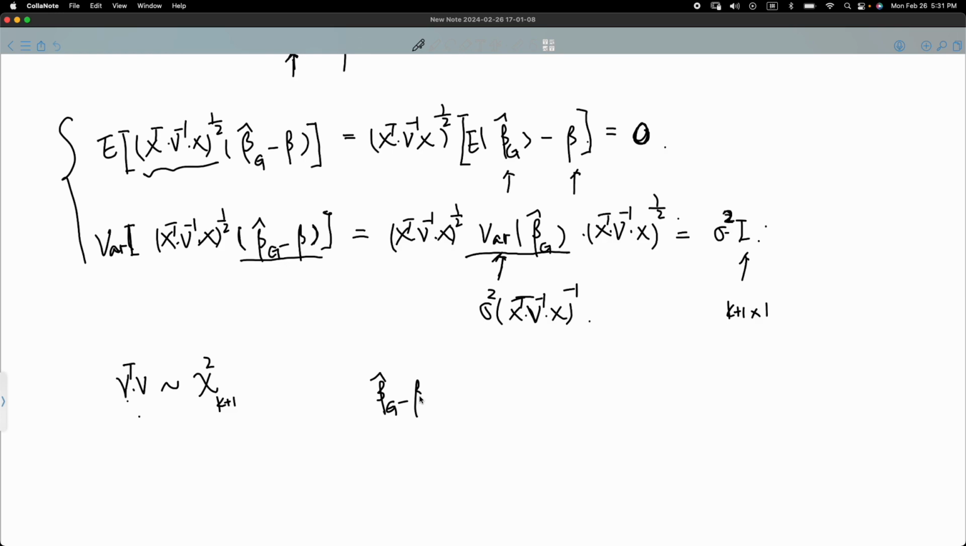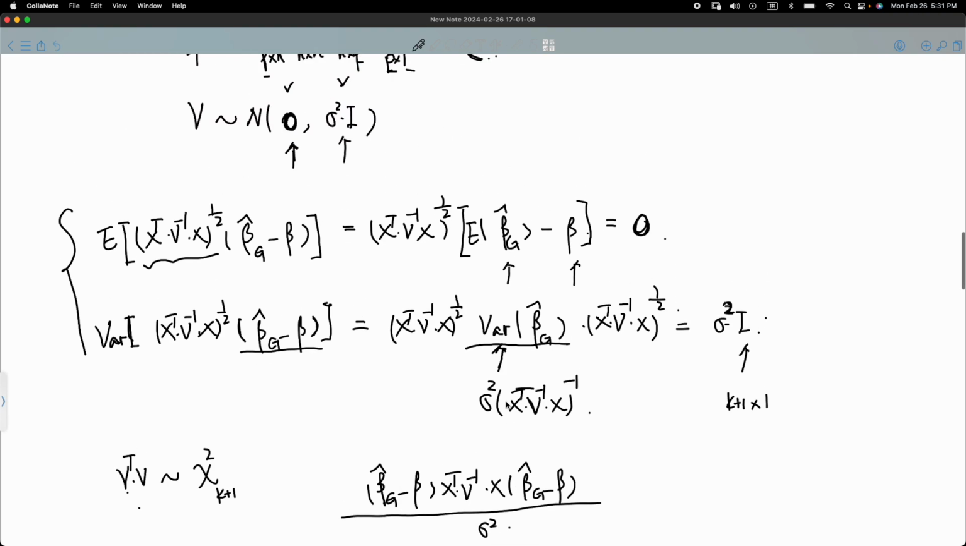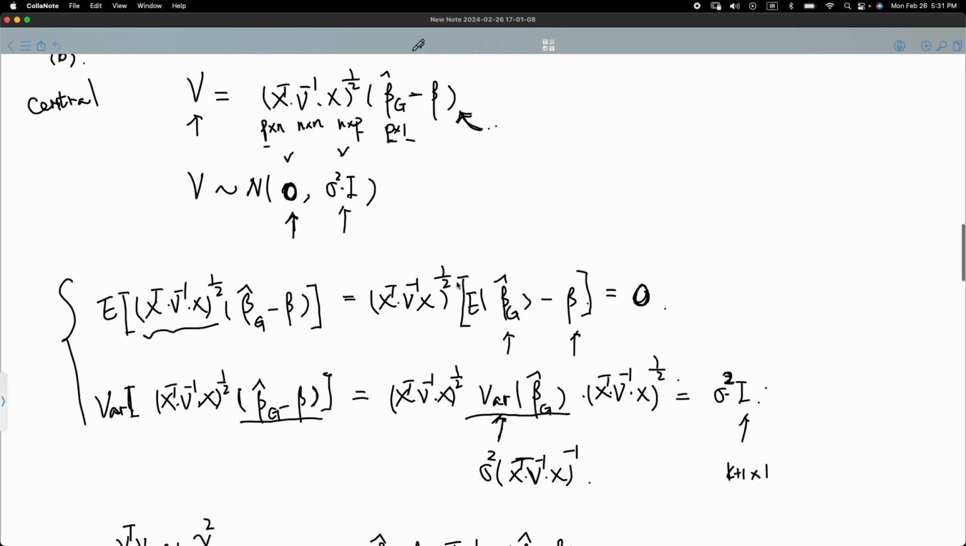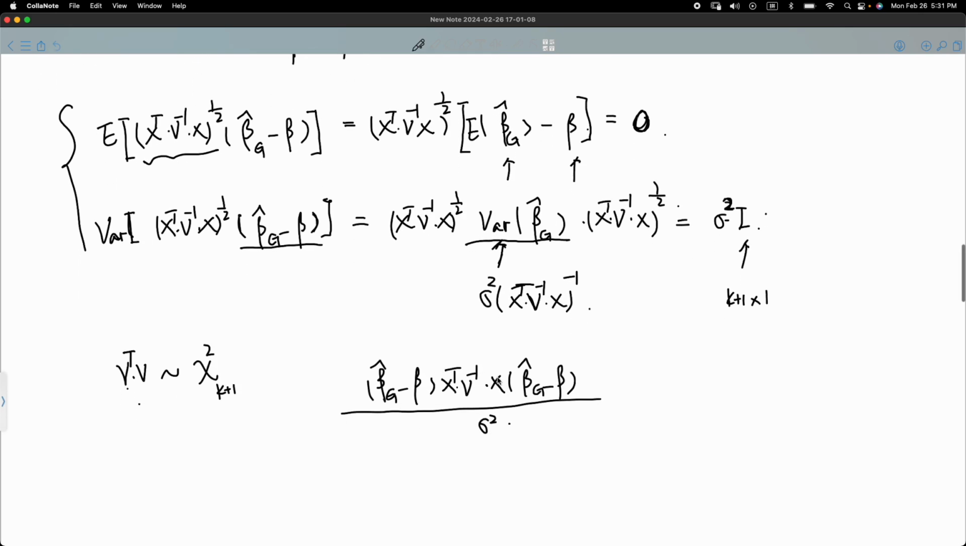beta G minus beta, X transpose V inverse X, beta G minus beta, and here's the sigma square. So our V is defined with this operation, and then if you write everything explicitly, this one follows the chi-square distribution K plus 1.